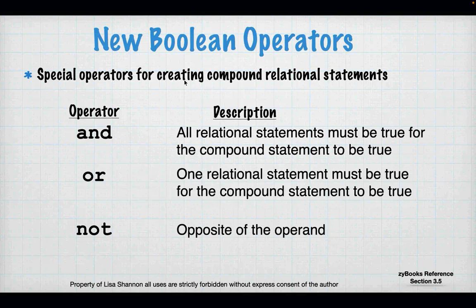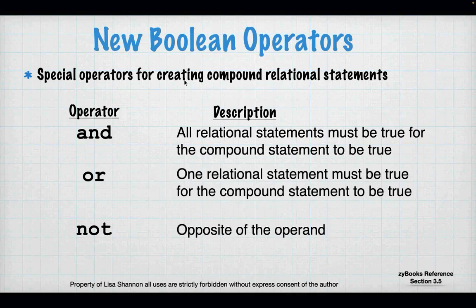Boolean operators, and we'll show you how to do the more complex decisions in a minute, are really used with more complex decisions. You've got lots of different questions, and you line those questions up in a row, and then you tell it how the answers have to relate. And says everything has to be true. If even one of them is false, then the whole thing is false. Or says, I have this big list of questions, and if any one of those questions is true, then the whole thing is true.